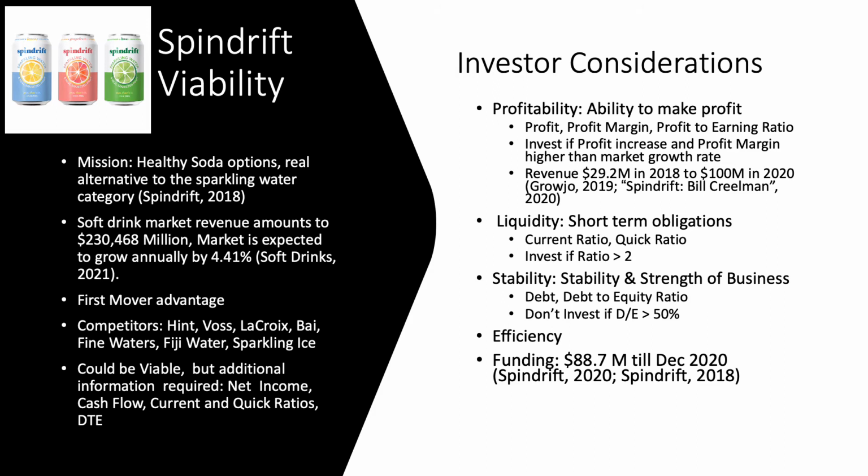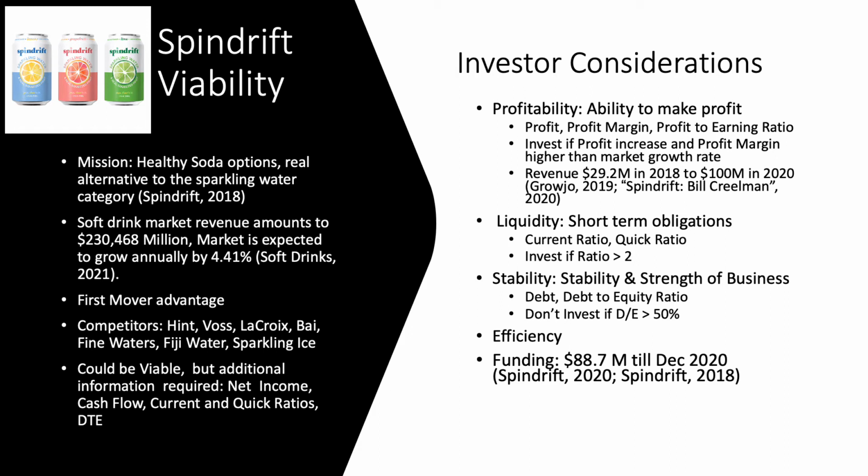In the next section, we'll validate the Spindrift business viability. The Spindrift mission is to provide a healthy soda option and an alternative to sparkling water. The soft drink market, from a revenue perspective, has an opportunity of 230K million in the US, and it is expected to grow annually at 4.4 percent. Spindrift has a first mover advantage, and its competitors are Hint, Waas, Bai, Fine Waters, PG Waters, etc. Considering all the details, Spindrift could be a viable business, but additional information is required to confirm that. The additional information needed is net income, cash flow, current and quick ratios, debt to equity ratio, etc.